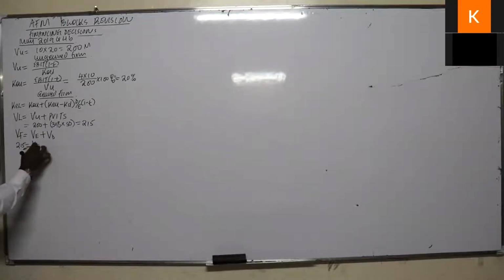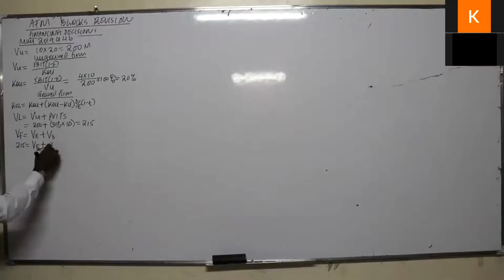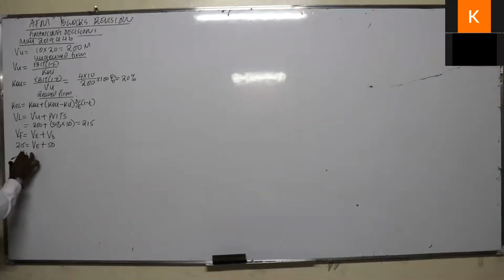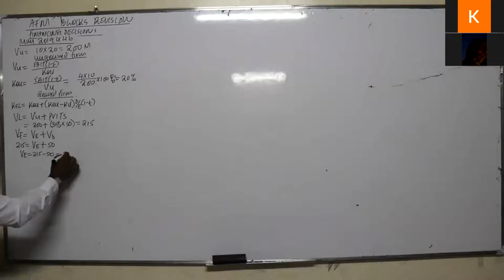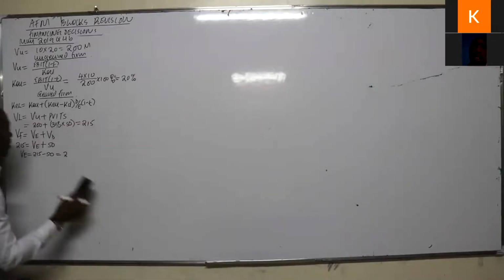We need to get the value of the equity. The value of the debt, we are using a debt of 50 million. How much would be the value of the equity? You take 215 minus 50. The value of the equity will be 165.